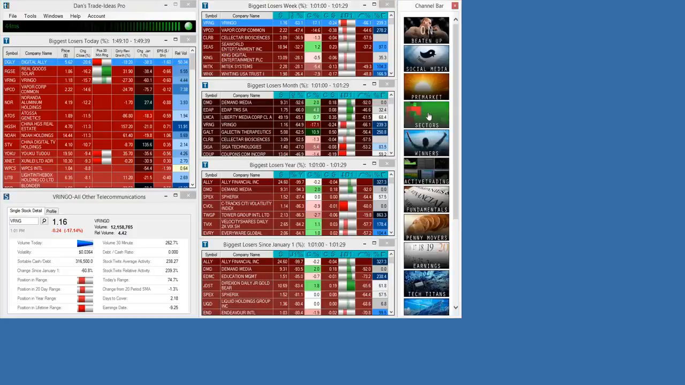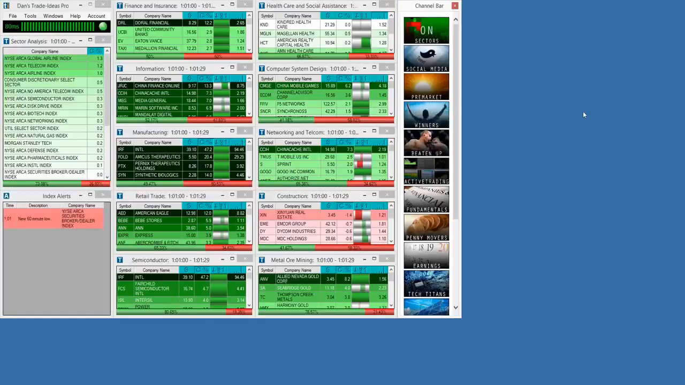Now we have the sectors, so you can at a glance quickly see what's going on in the market. Are the sectors up or are they down? Here's how we broke them down into the more interesting ones that people want to see. And again, the beauty is you can see the cylinder scores at the bottom.